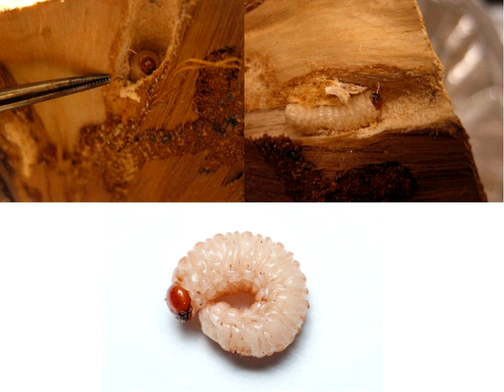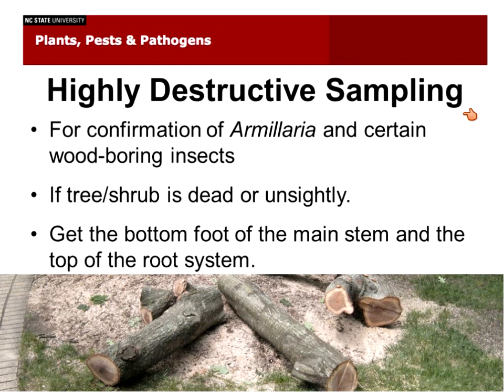When you've got cases like this, sometimes it's not enough to sample just some branches looking for transition zones, or some of the fine feeder roots that we use to test for Phytophthora along with the soil. Sometimes you have to actually have the very base of the main stem or the top of the root system, the largest roots. And obviously that's something you want to think twice about before taking what we call a highly destructive sample. Again, it's necessary if we're going to confirm something like Armillaria and certain wood-boring insects, but you're going to want to do it only if the tree or shrub is dead, hopefully not long dead because then secondary things move in, or that it's gotten to the point where it's so unsightly that the landscape manager or the homeowner wants it removed. So about the bottom foot, 12 inches or so of the main stem and the top of the root system is what we would want in those cases.